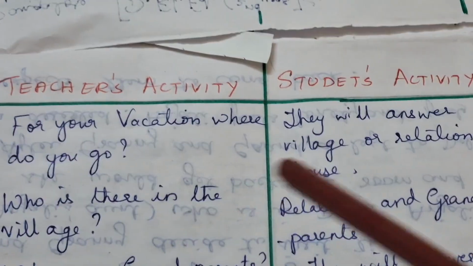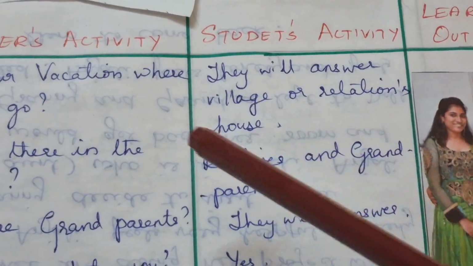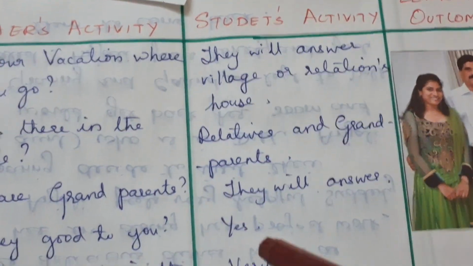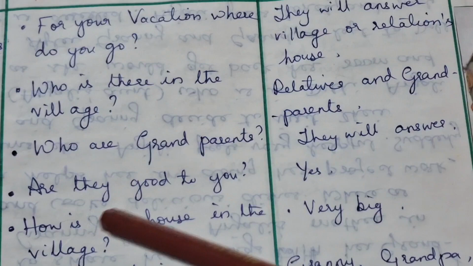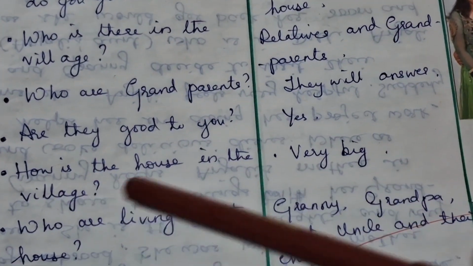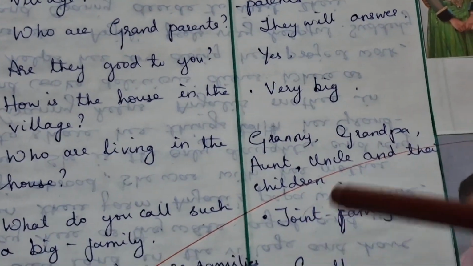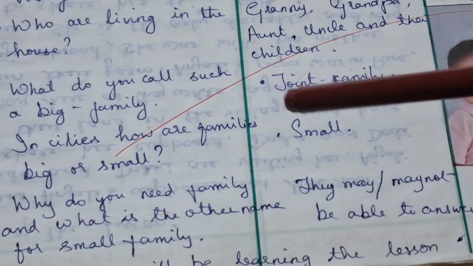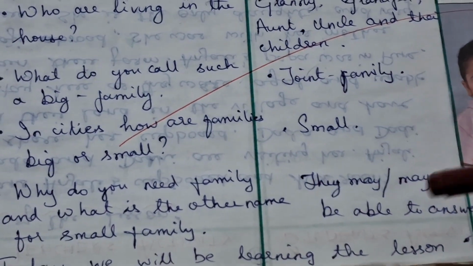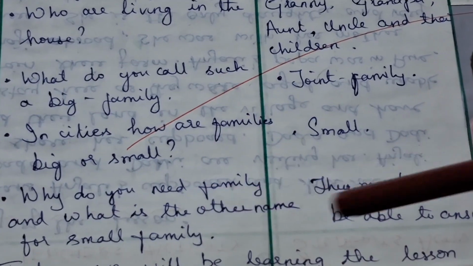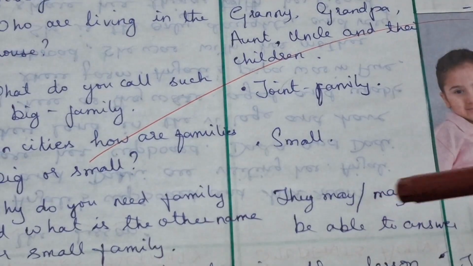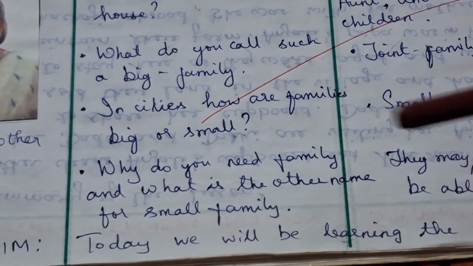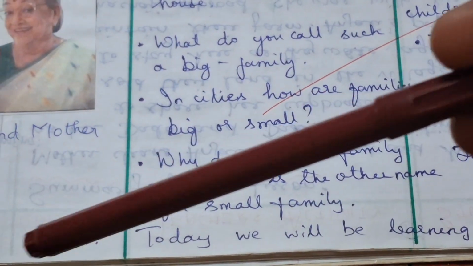So they will be giving the answers. They will answer village or relations' house where they are going. Then relatives and grandparents. They will answer yes, they are good to you. Then how is the house in the village? Very big. So all the answers, small family, joint family, everything. When it is big, they say joint family. When they are asked what is the other name for a small family, they may or may not be able to answer. When they are answering, it's fine. When they are not able to answer, the teacher gives the aim.